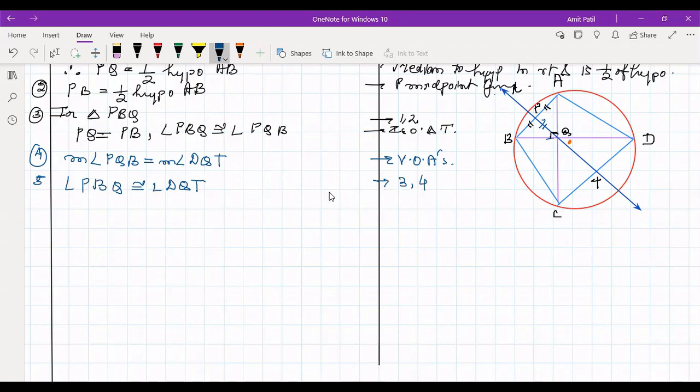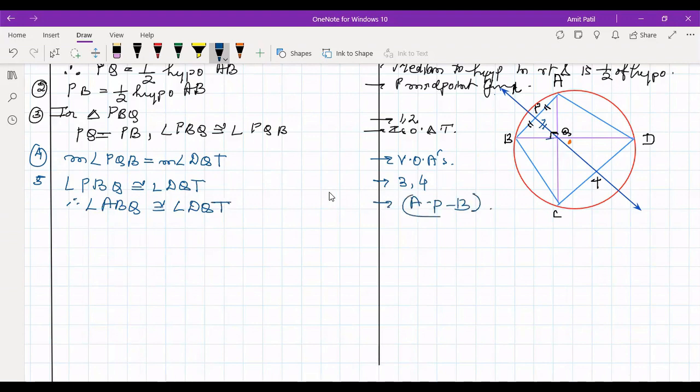Now I can just extend one of the sides of angle PBQ. PBQ can be written as ABQ. So therefore, I can write angle ABQ is congruent to angle DQT. Reason for this, we can put A-P-B.